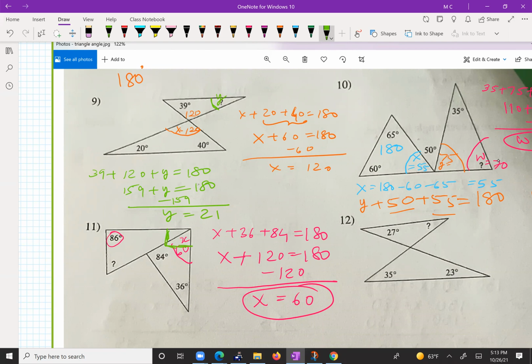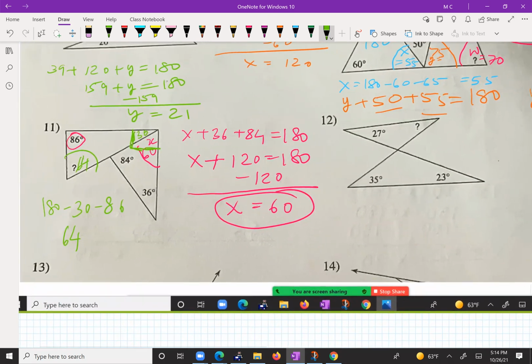If the total is 90 degrees, you know that little angle is 30 degrees because the total has to be 90. Then you can subtract 180 minus 30 minus 86. You can find this missing angle, which is 64. There you go. Is that clear? Is that 86? So the final answer is 64.